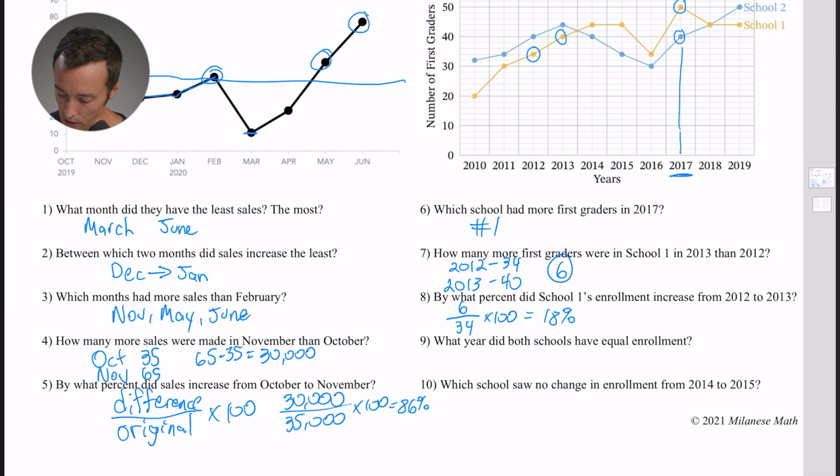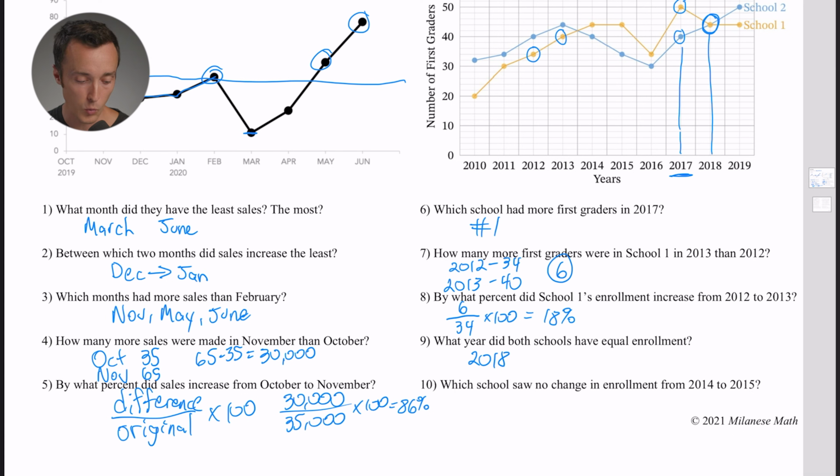It says, what year did both schools have equal enrollment? Well, if you trace those lines, they crisscross in a few places, but the only place where they have a data point in common is right there, and that just so happens to be 2018. Okay, I think we can do number 10, and then I think that's going to call it for us.